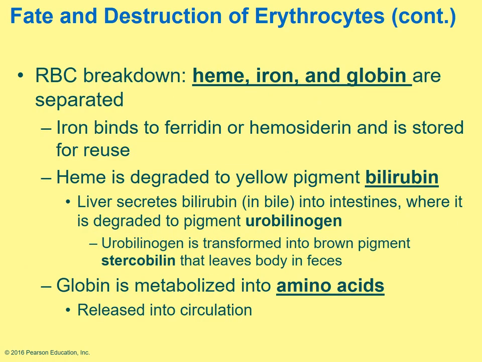When a red blood cell is broken down, the heme, the iron, and the globulin are all separated. The iron is stored and basically reused. The cells in your body are great at reusing and recycling things. The heme is going to be broken down to a yellow pigment called bilirubin. The liver is going to secrete the bilirubin with the bile into the intestines. It's going to be broken down, and it leaves your body as a waste product.